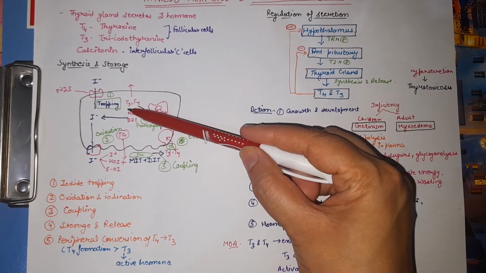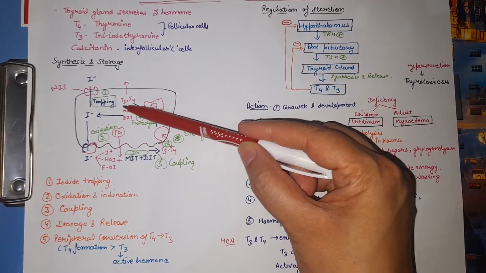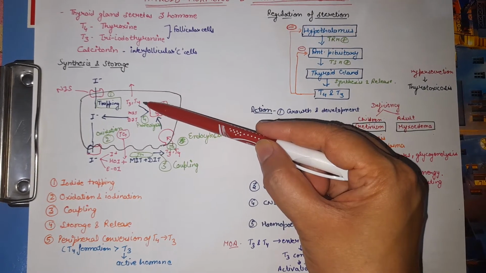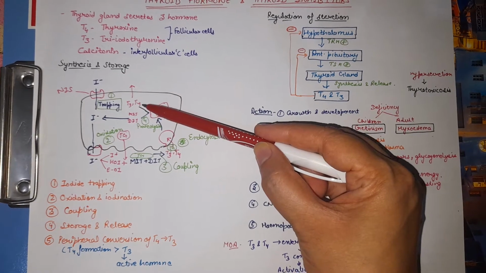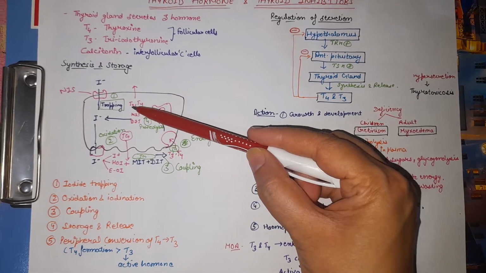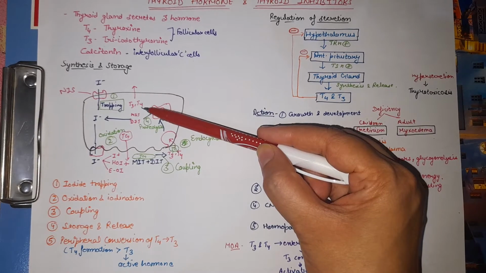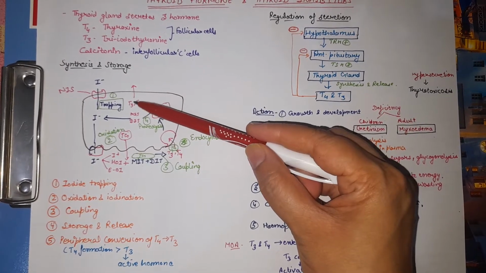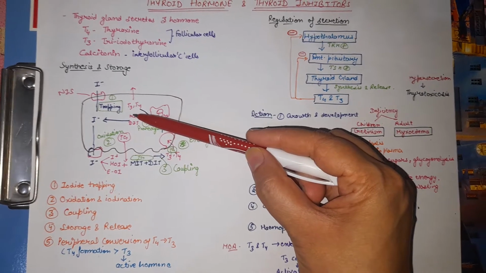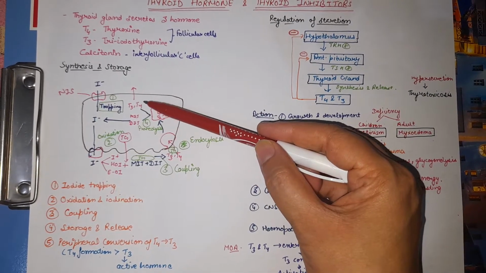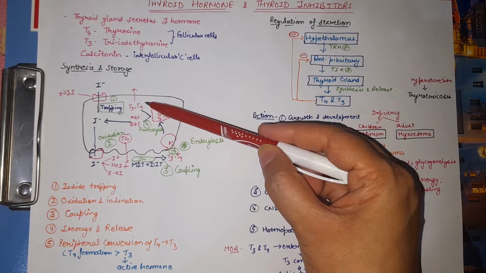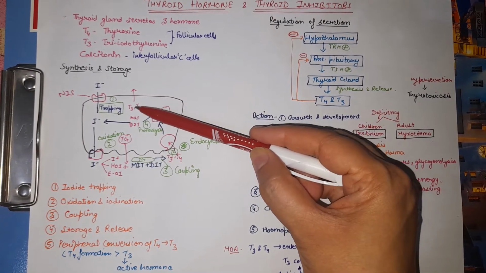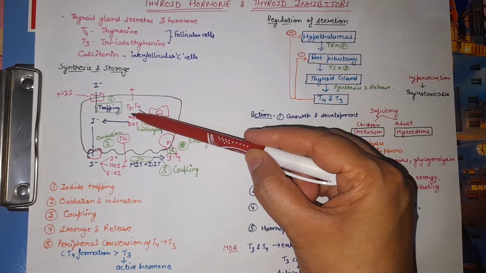So what are the differences between the T3 and T4 hormones? T3 has a shorter duration of action, that is 1 day, and T4 has a longer duration of action, up to 7 days. T4 is less active, T3 is more active. A higher amount of T4 is stored and released, whereas T3 is released in lower concentration. So they are peripherally converted. T4 will be converted into T3, which is the active hormone, in peripheral tissues.